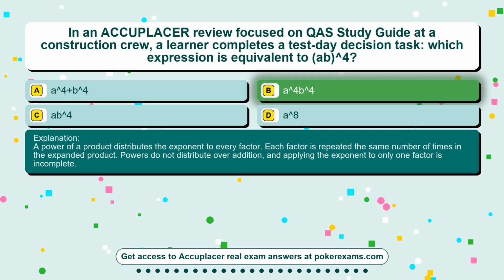A power of a product distributes the exponent to every factor. Each factor is repeated the same number of times in the expanded product. Powers do not distribute over addition, and applying the exponent to only one factor is incomplete.